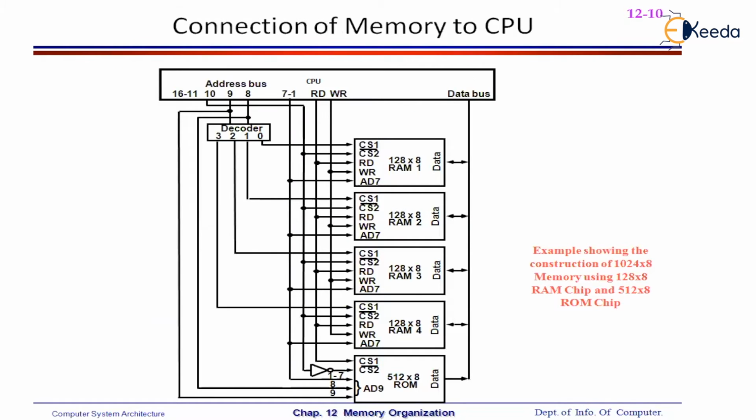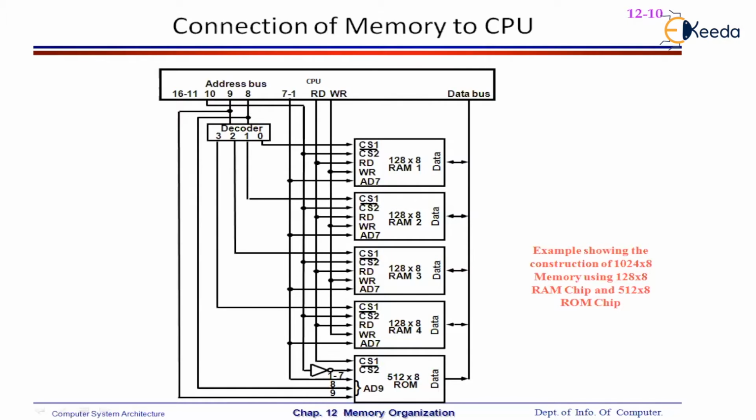Now have a look at this. Here, if you can actually see, the bus system is of 16 digits. Address bus is of 16 digits. And there is a data bus. Okay. And there are RAM 1, RAM 2, RAM 3, RAM 4, and ROM.